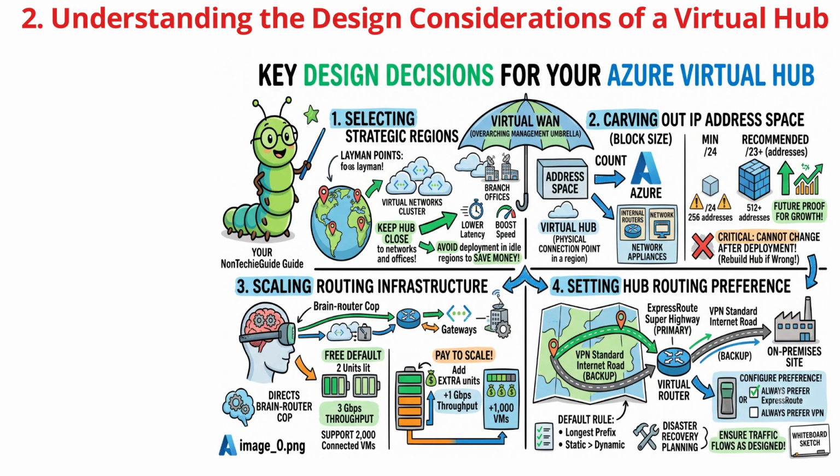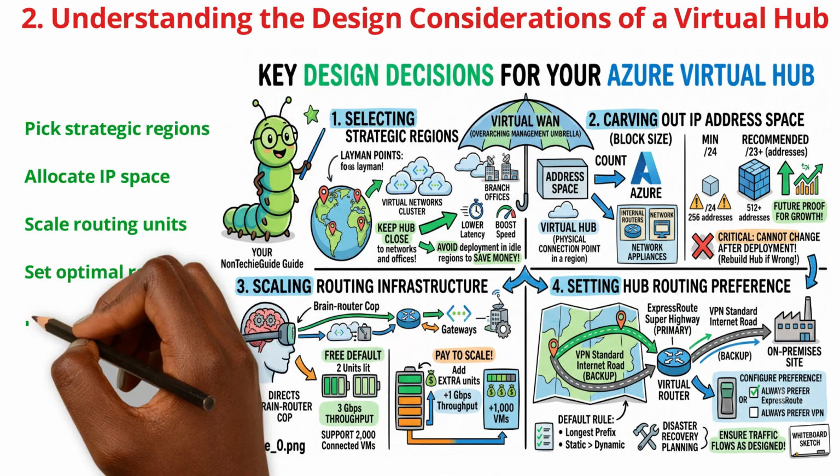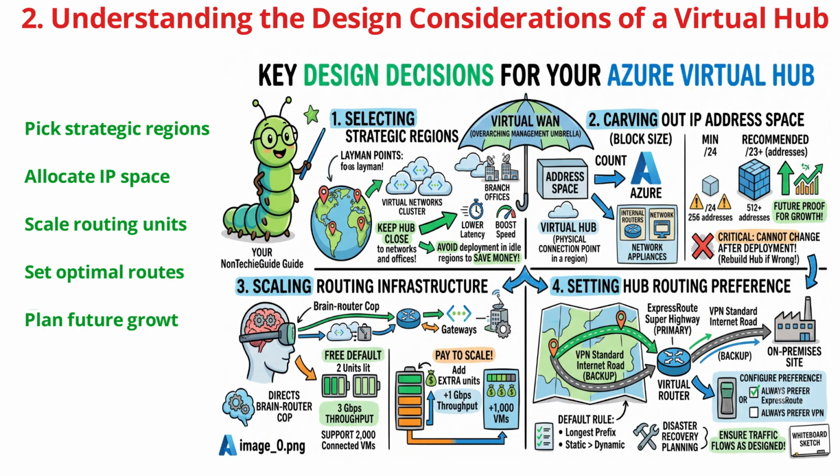First, strategically select regions close to your branch offices to minimize latency. Second, carve out a generous IP address space, ideally a /23, because this cannot be changed post-deployment. Third, scale your built-in routing infrastructure to handle massive enterprise throughput. Finally, explicitly set your hub routing preference to control traffic paths during complex disaster recovery scenarios.